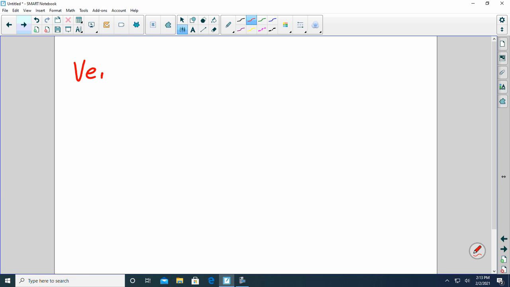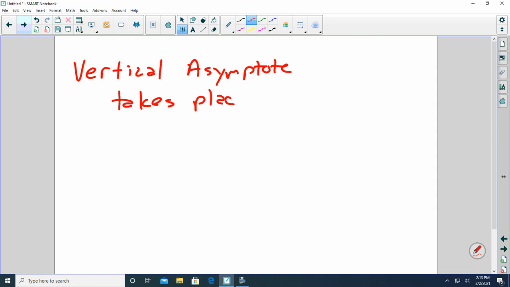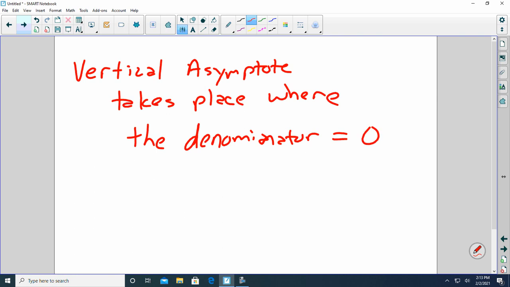The vertical asymptote takes place where the denominator equals 0. So if I had, let's get fancy, f of x is equal to 3x plus 7 over x squared minus 4. The degree on top is less than the degree on bottom. I don't have an end behavior asymptote.